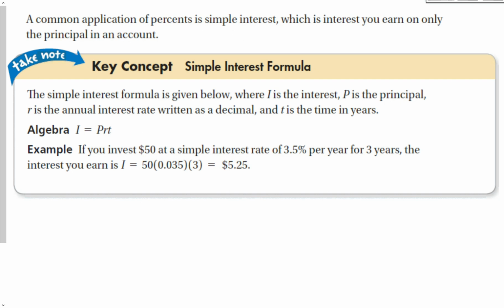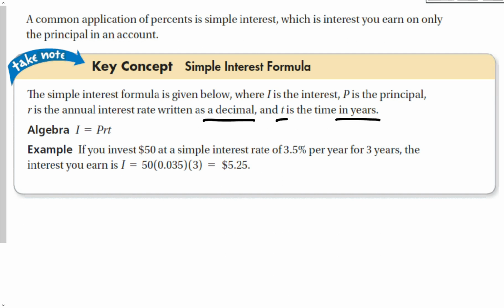Okay. So a common application of percents is simple interest, which is interest that you earn only on the principal in an account. The simple interest formula is given below, where I is interest, P is principal, the amount of money you start with, and R is the annual interest rate written as a decimal, very important, and T is the time in years. So I equals PRT, interest equals principal times rate times time.